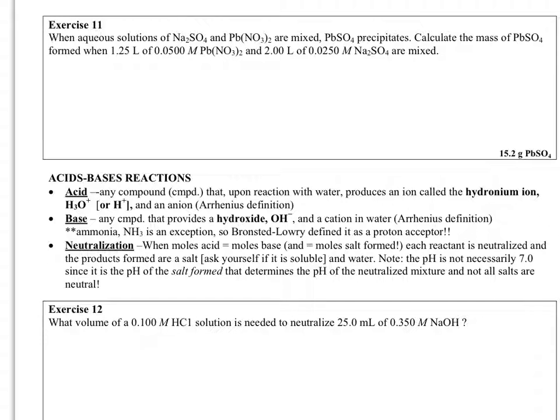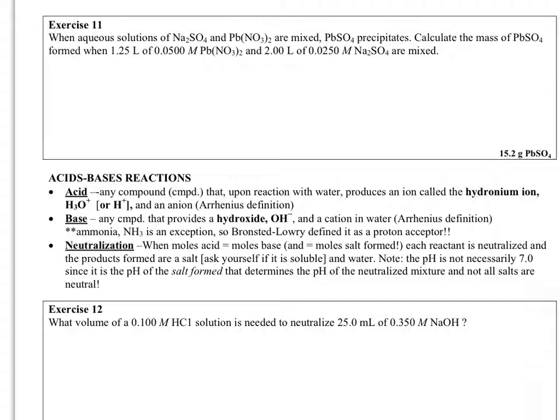Exercise 11. When aqueous solutions of sodium sulfate and lead nitrate are mixed, lead sulfate precipitates. Calculate the mass of lead sulfate formed when 1.25 liters of 0.05 molar lead nitrate and 2 liters of 0.0250 molar sodium sulfate are mixed? Well, this question isn't as nice, but we need to start with a balanced chemical reaction.